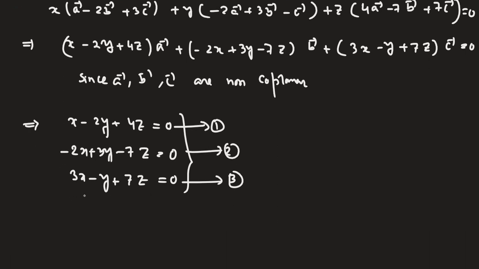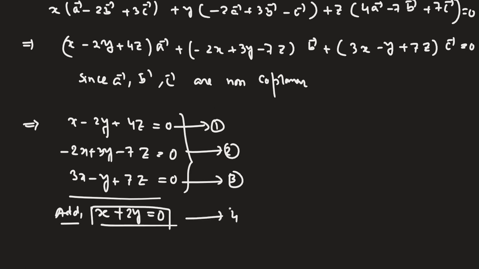Otherwise, if you add them, you notice that z is eliminated. So you have minus 2x plus 3x, x, minus 3y plus y plus 2y is equal to 0. So this type of relationship we have, where there is no z. Now try to eliminate z from 1 and 2.